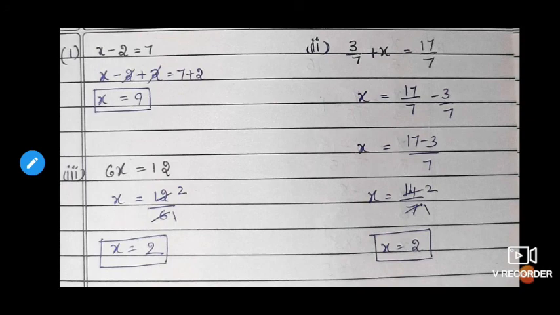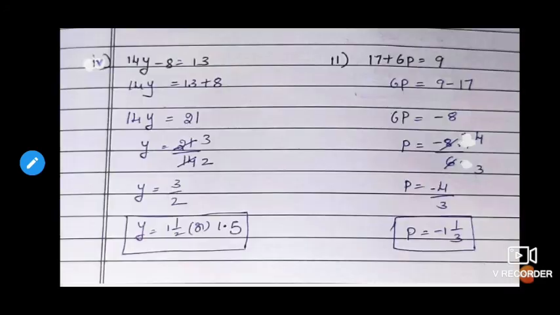Now third sum: 6x is equal to 12. Here we want only x. So I want to send this 6, which is in a multiplication here. If I send it to that side, it will go as division. So x is equal to 12 by 6. 6 ones are 6, 6 twos are 12, so x is equal to 2.